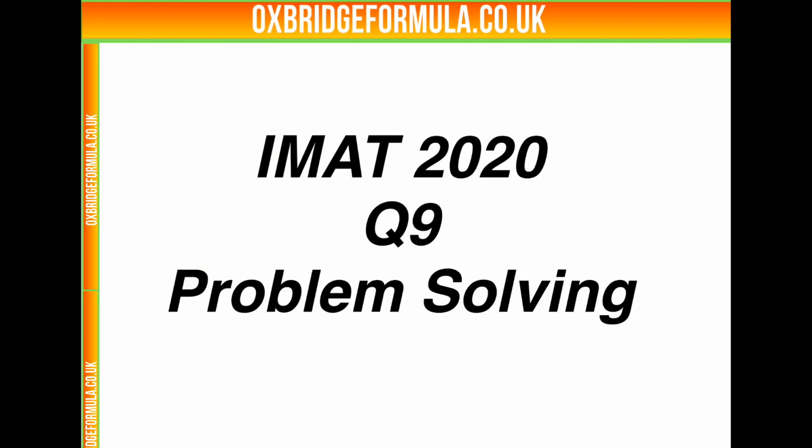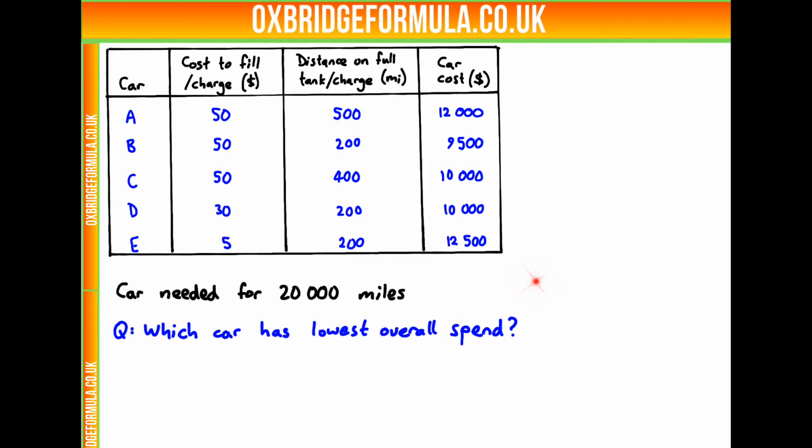This is question 9 on problem solving from the 2020 IMAT. So we're given some information for 5 different types of car. That's the cost to fill the tank or charge the car up in dollars, the distance that you can go on a full tank or a full charge in miles, and finally the cost of the car.